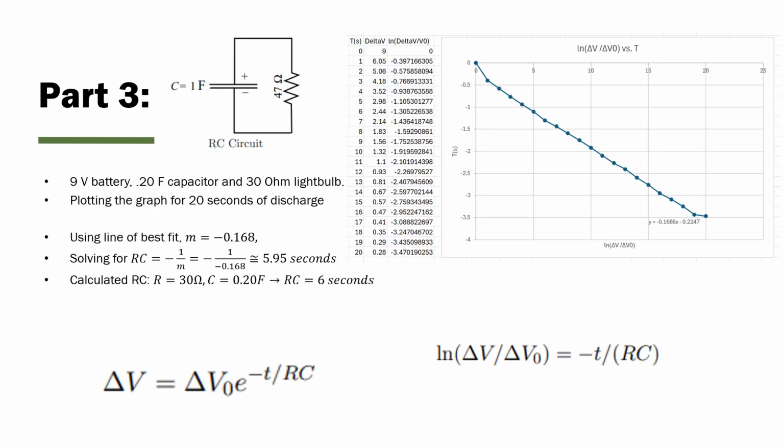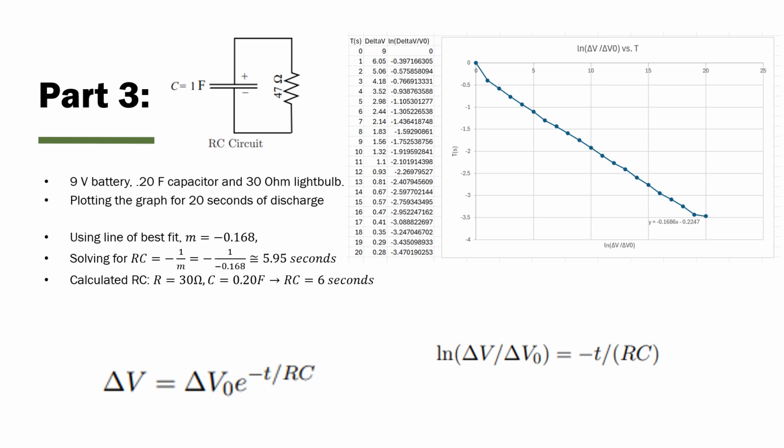So part 3 of the experiment was using a 9-volt battery, a 0.2 F capacitor, and a 30 ohm light bulb, and then plotting 10 seconds of its discharge to figure out its time constant. Using the potential difference and then the ln of the potential difference over V0, the slope would give us the time constant. So using the slope, which was negative 0.168, and then solving for the RC constant, we got roughly 5.95 seconds.